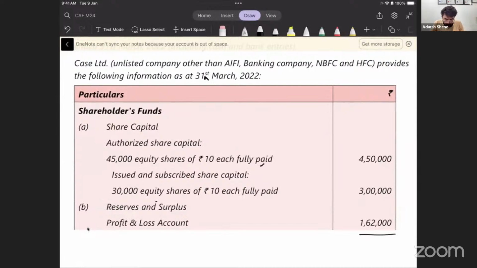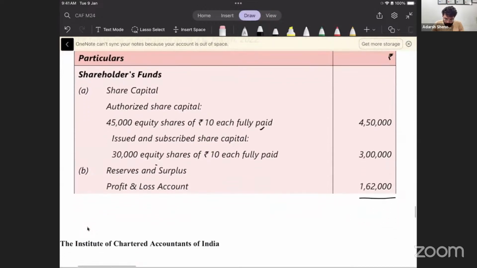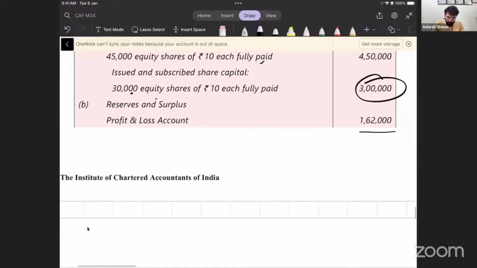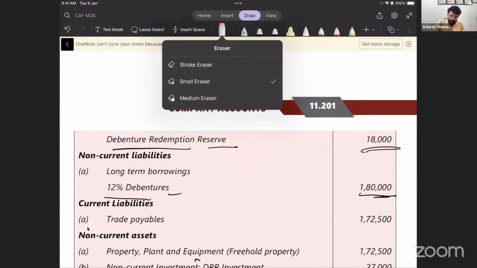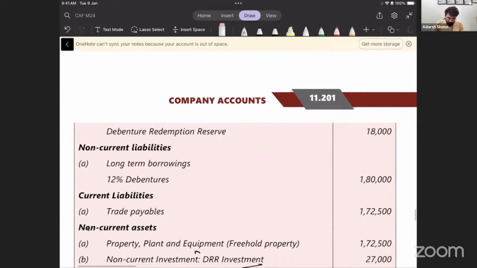So, Case Limited, an unlisted company other than AIFI, banking company, NBFC and HFC, provides the following information as of 31st March 2022. Shareholders' funds are given, first authorized share capital. Then issued share capital of 33 lakhs is given. This is what is relevant for me. Reserves and surplus, profit and loss, 1,62,000. Then there is the debenture redemption reserve. Very good, they have created the DRR also. It is at 18,000. Let's see if it's enough.